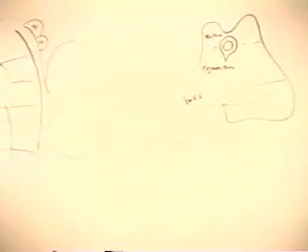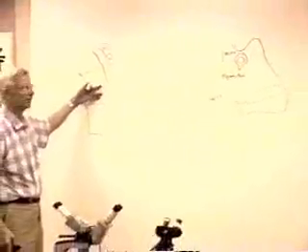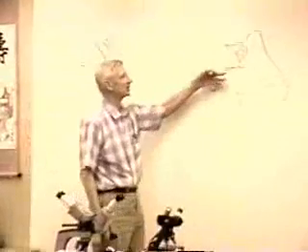Quite comparable to what we would see in horizontal sections through the pons. We have a basis pontis and a tegmentum. We don't have a tectum, but we have a cerebellum on top of that.